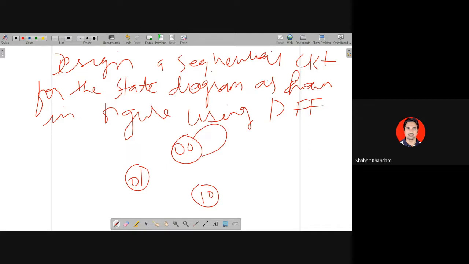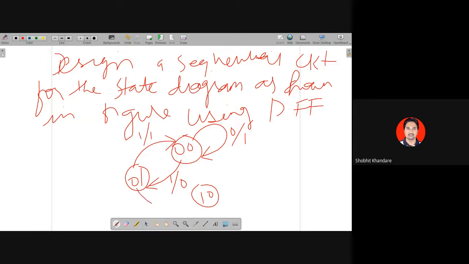You are in the same state. When the input is 0, output will be 1. You are in the 0 1 state. When your input is 1, output will be 0. From 0 1 you will be in the 0 0 state when your input is 1 and output will be 1.